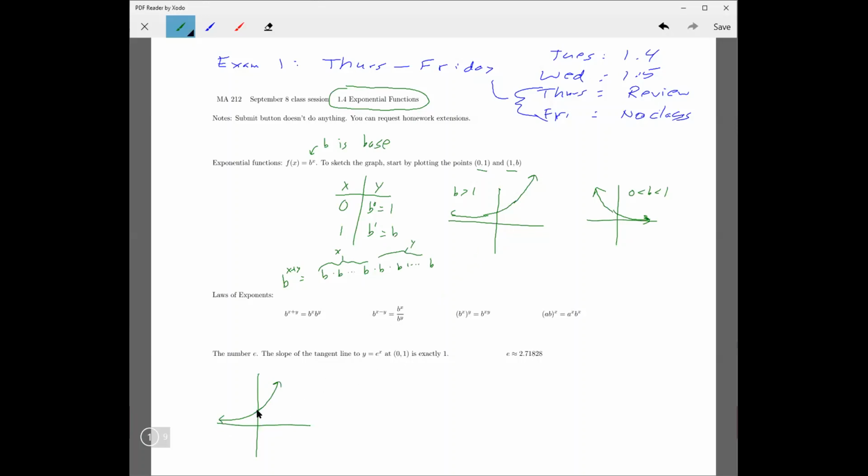At the point 0, 1, like I said, this point is always on the graph. If you draw a tangent line at that point, the slope is going to be exactly 1 for y equals e to the x. This is kind of weird, because this textbook defines e to be the number that does that.